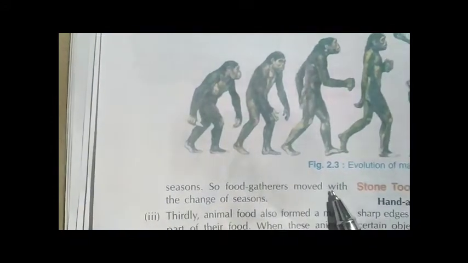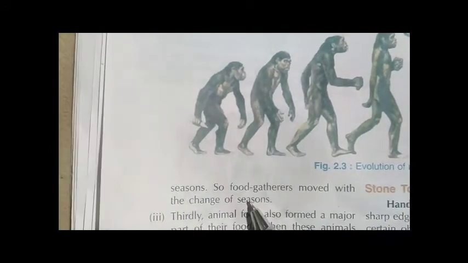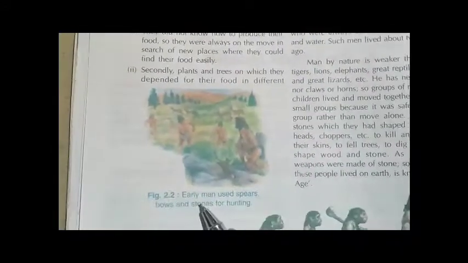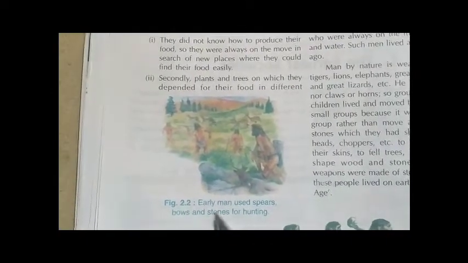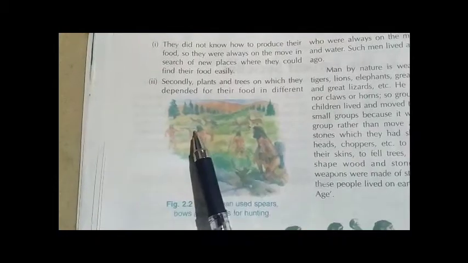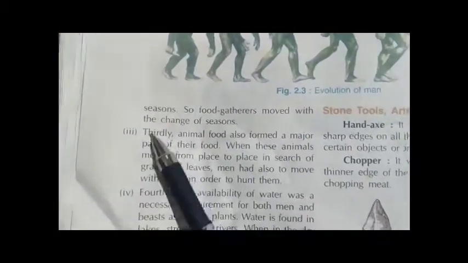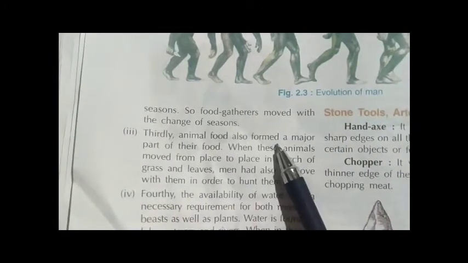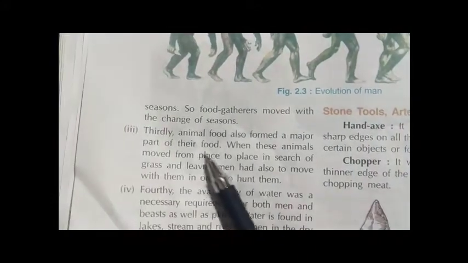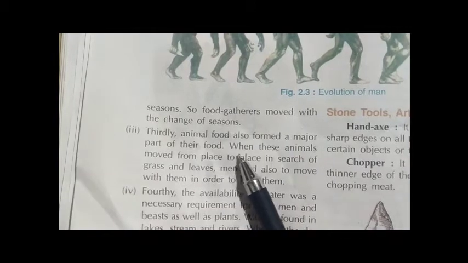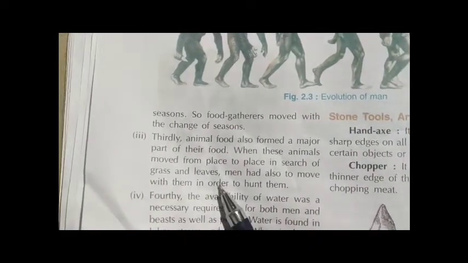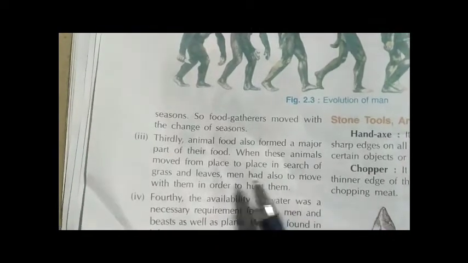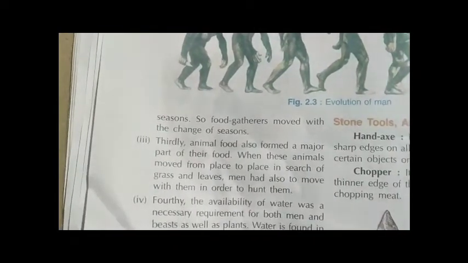Now, secondly, plants and trees on which they depended for their food grew in different seasons. So, food gatherers moved with the change of seasons. Here you can see in the picture, figure 2.2, early men used spears and bows and stones for hunting animals. Number 3, animal food also formed a major part of their food. When these animals moved from place to place in search of grass and leaves, man also had to move with them in order to hunt them.